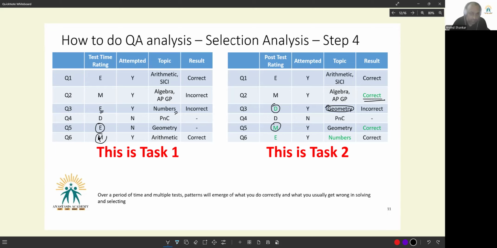Or previously I had given it a rating of moderate, but it was actually an easy question. I only had to look at the unit digit. I only had to look at what is a multiple of something. And this is a correct, as in it was a numbers based question. So pre-test rating and post-test rating enables you to identify, okay, what are the errors that I've made? This is readily available in one spot. Over a period of time and multiple tests, patterns will start to emerge of what you do correctly and what you usually get wrong in solving and selecting.